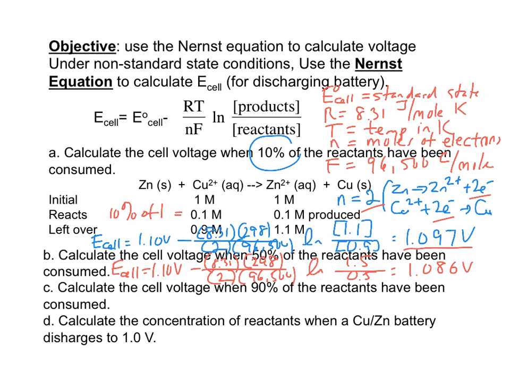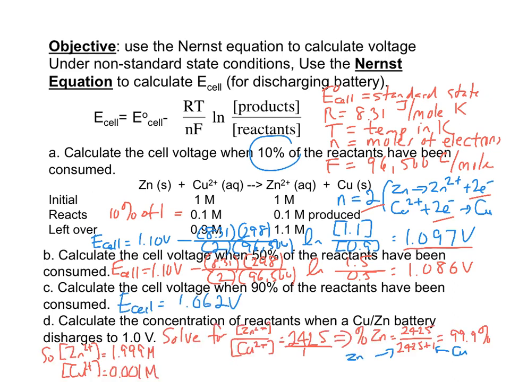And the answers are, for D, we want to solve for the ratio of zinc ion to copper ion, which is 24:25 to 1. That gives a percent zinc of 99.9%. That means the battery is 99.9% discharged. So the zinc ion concentration is going to be 1.999 molar. Copper ion concentration is 0.001 molar.